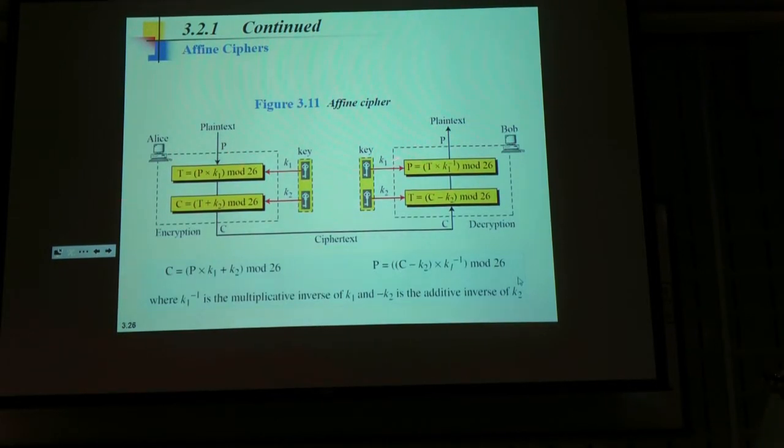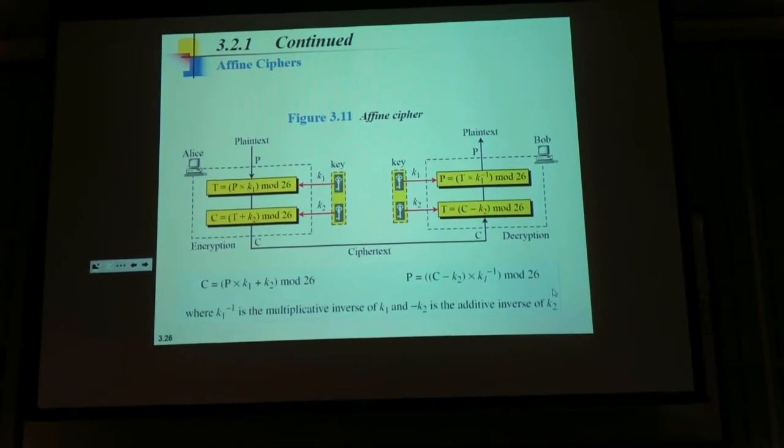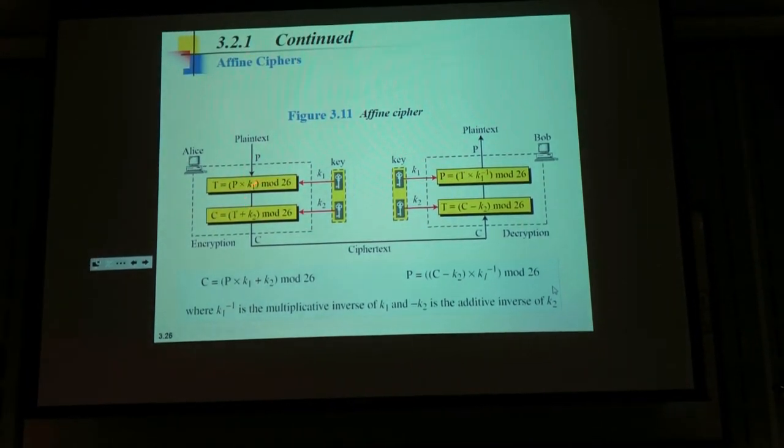So also you could have an affine cipher. In an affine cipher you are using two keys, one additive and one multiplicative. You have a plaintext. First you start with the multiplicative: you multiply it with key 1. After that you add key 2. Then it will be transmitted.